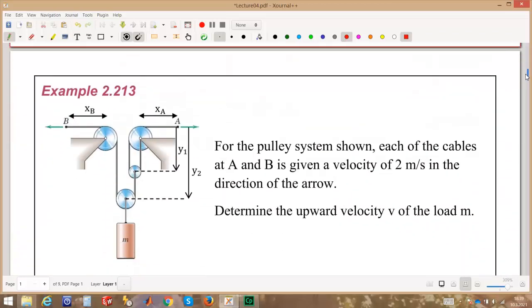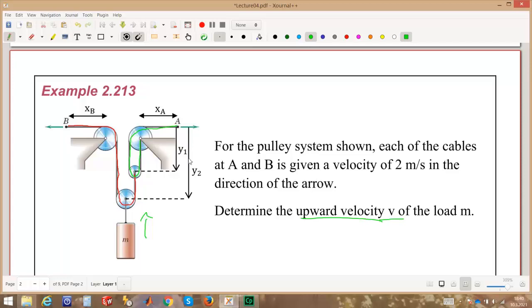Let's take a look at this example. Now, how many cables do we have? We have one cable here, this is the first cable. And then we have another cable here. So this is a 2 degree of freedom case, and as a result we have two independent parameters here, xa and xp defined, and the motion of both of these will define the motion of this particle. And what is asked is the upward velocity. So we are interested in this upward velocity of this m.